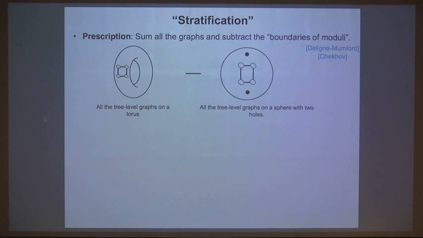Then our prescription is as follows. You first sum over all possible graphs, including the graphs that look planar, and then subtract the contribution of this pinched torus, which is essentially given by the 4-puncture sphere with 2 extra holes. This kind of procedure in the usual context of Riemann surfaces is called stratification. So that's why we are calling it stratification.